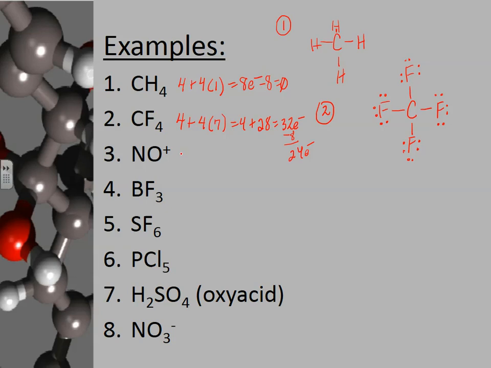For number 3, we have a polyatomic ion. Nitrogen is in group 5A, he has 5 valence electrons. Oxygen is in group 6A, it has 6 valence electrons. The positive 1 charge means that it has lost 1 electron. So that gives us 11 minus 1, which is 10 total electrons that will be used in bonding here. So for number 3, you're going to connect the nitrogen to the oxygen with a single bond.